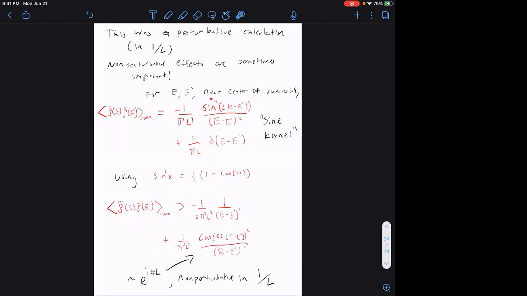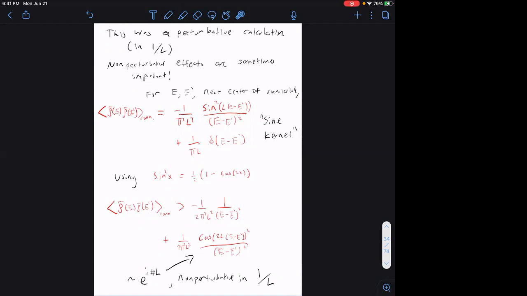It's useful to take sine squared and write it as 1 minus cosine. And then this term becomes a sum of two terms. One is precisely this thing that we just saw from the quadratic fluctuations around the saddle point. It's perturbative in 1 over L. And then there's a non-perturbative piece that has the cosine. I'm saying it's non-perturbative because cosine is like e to the i times a number times L. So this is like not e to the 1 over L.